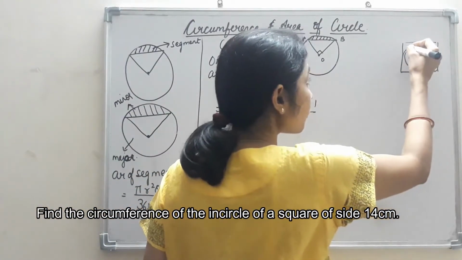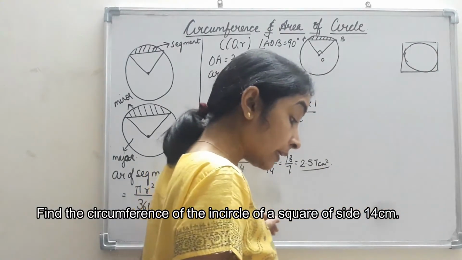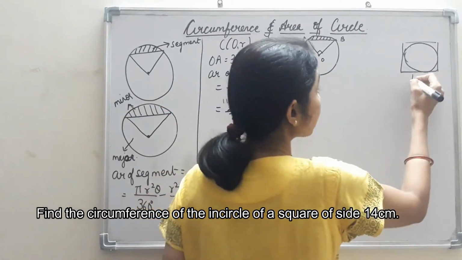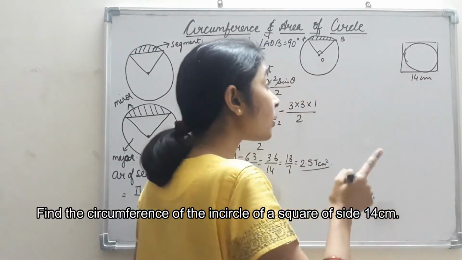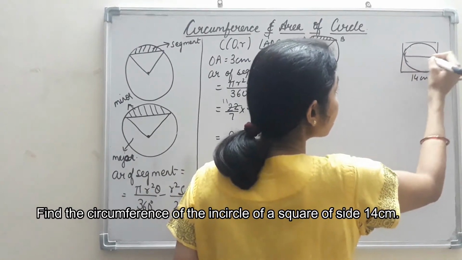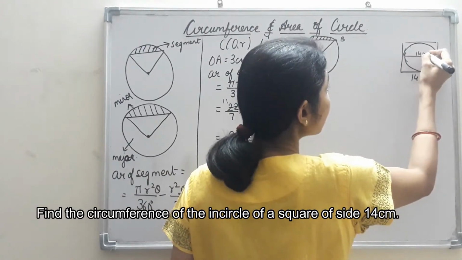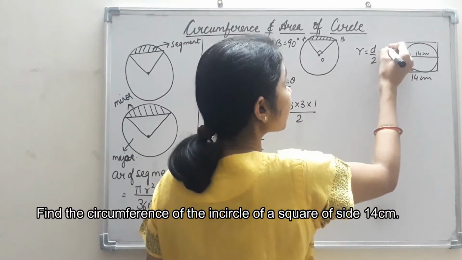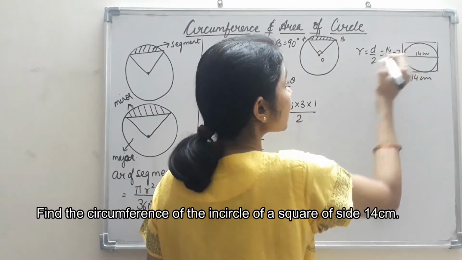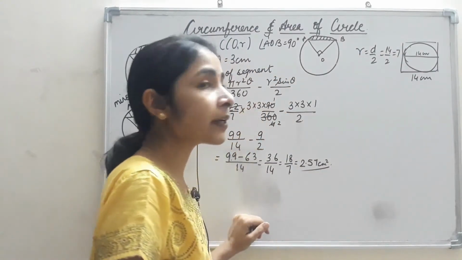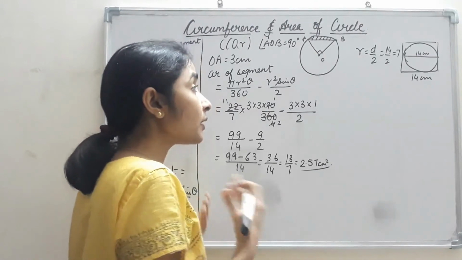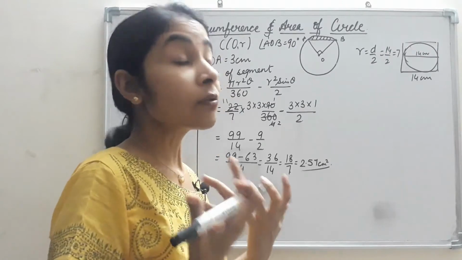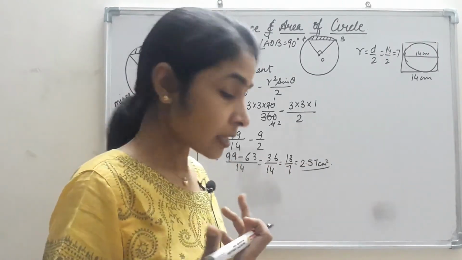We are supposed to find the circumference of the inner circle of the square of side 14 centimeter. The side is 14 centimeter. So what will be the radius of this circle? When the side is 14, the diameter of the circle will be equal to 14 centimeter. So radius will be equal to d upon 2, that means 14 upon 2, equal to 7 centimeter. Now we can easily find the circumference of the given circle. So here the questions are given in which you are supposed to find the dimension of measurement, which is the base for calculating the answer.